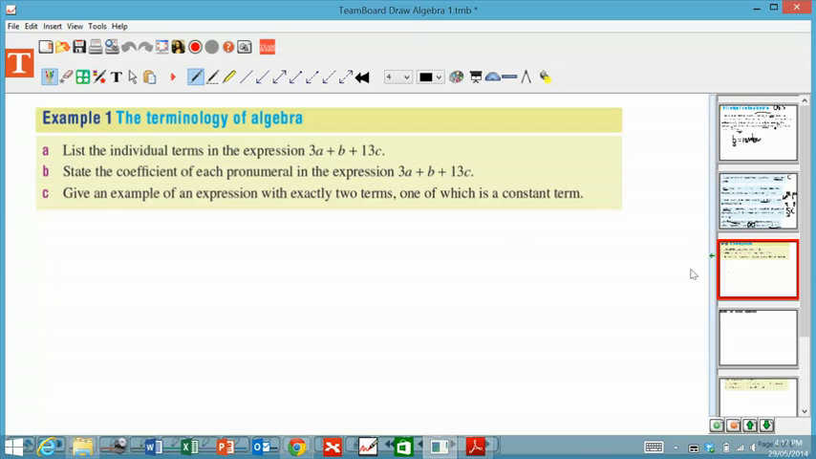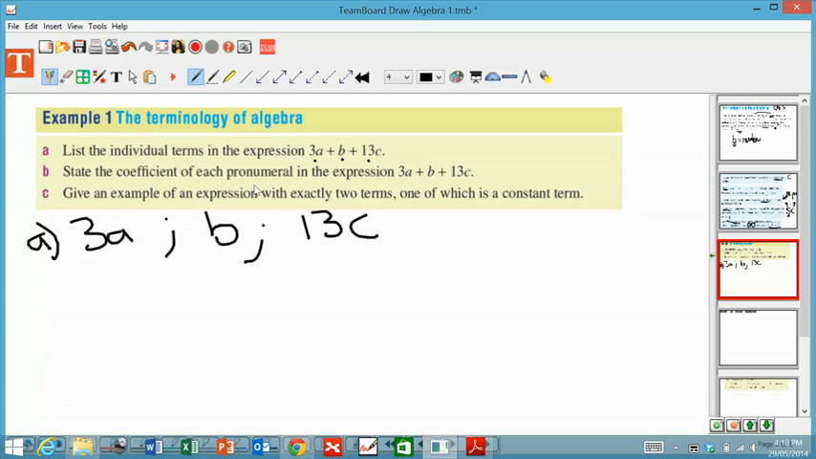Alright, let's look at a quick example using the terminology you have just learnt. Part A is: list the individual terms in the expression. What are the individual terms in this expression? Shout them out, in order from left to right. Hopefully you said 3a is one term, b is a second term, and 13c is a third term. So there are 3 terms in that expression. Pretty easy, not hard.